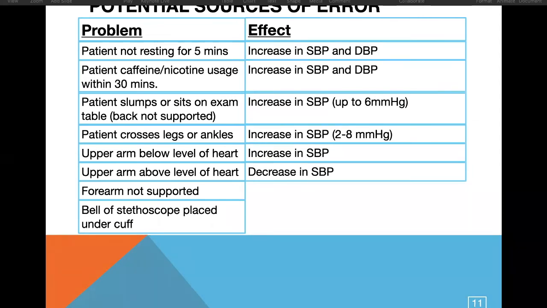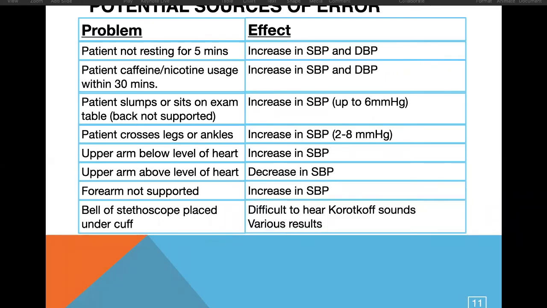If they're holding their own arm up and we're not supporting that arm or a table, it tends to cause an increase in systolic. And if we place the bell of the stethoscope underneath the cuff, it's often challenging to hear those Korotkoff sounds as clearly. Especially when you're just learning how to hear those Korotkoff sounds, we want all the advantage in our court. So we don't want to place the bell of the stethoscope under the cuff.